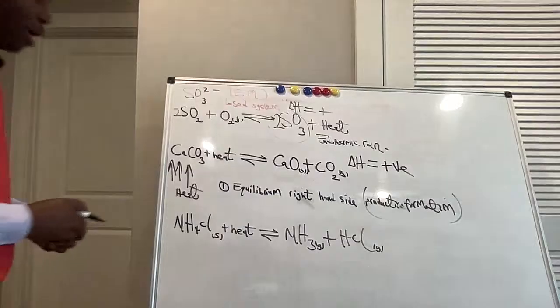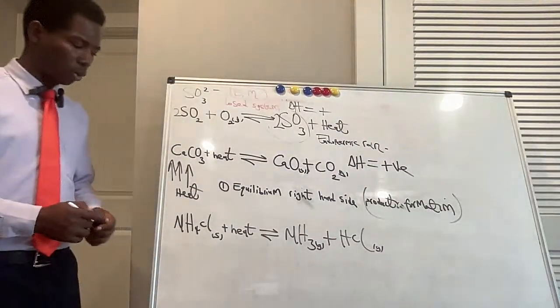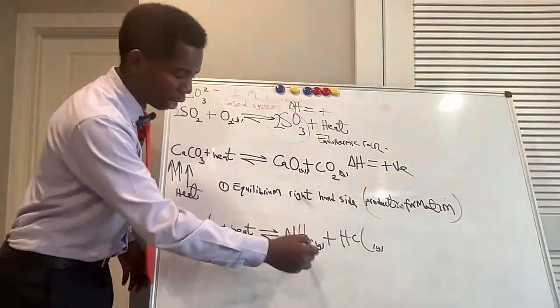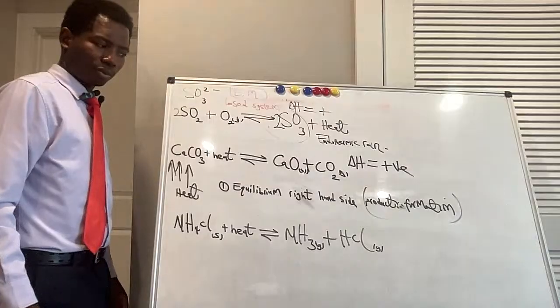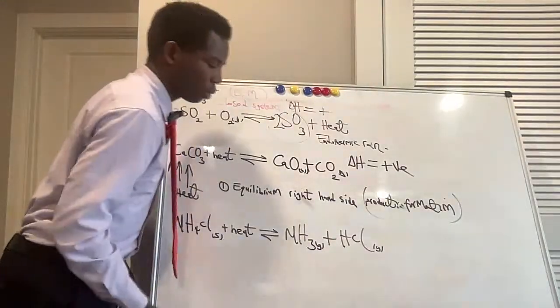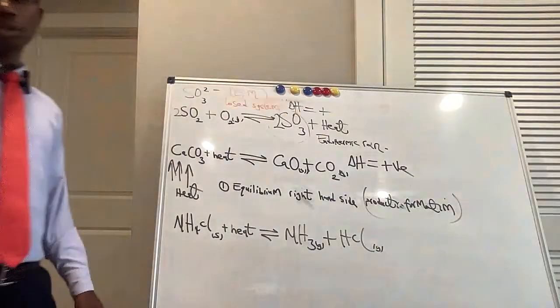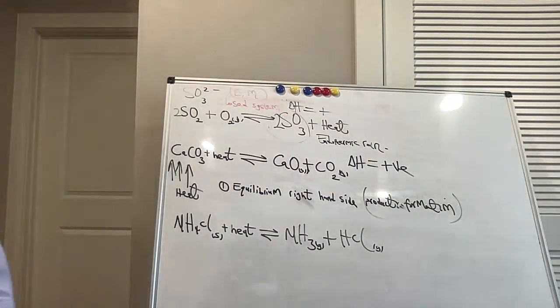So now, what is the effect of a decrease in temperature? More ammonium chloride will be produced. That is, HCl will combine with ammonia to produce ammonium chloride. That is the effect.